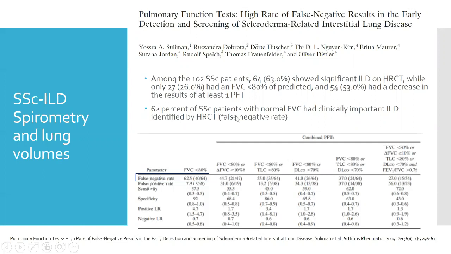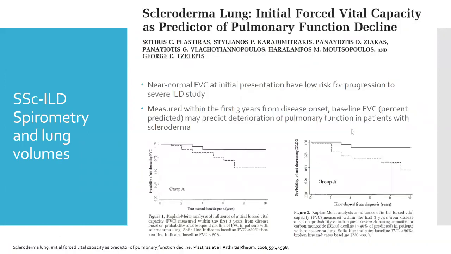So overall, what is important to remember is that almost 62% of our scleroderma patients who have a normal FVC actually have ILD by high resolution CAT scan. So a high false negative rate. Another important thing to remember is that when FVC is measured in the first 3 years from disease onset, it can predict whether or not these patients are going to worsen later on.